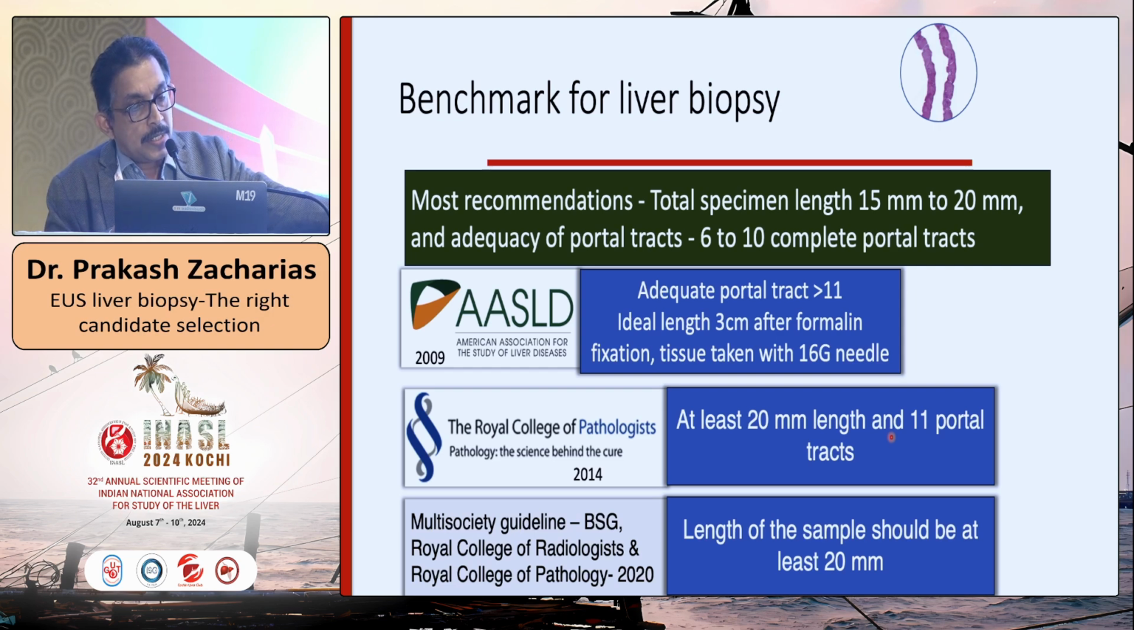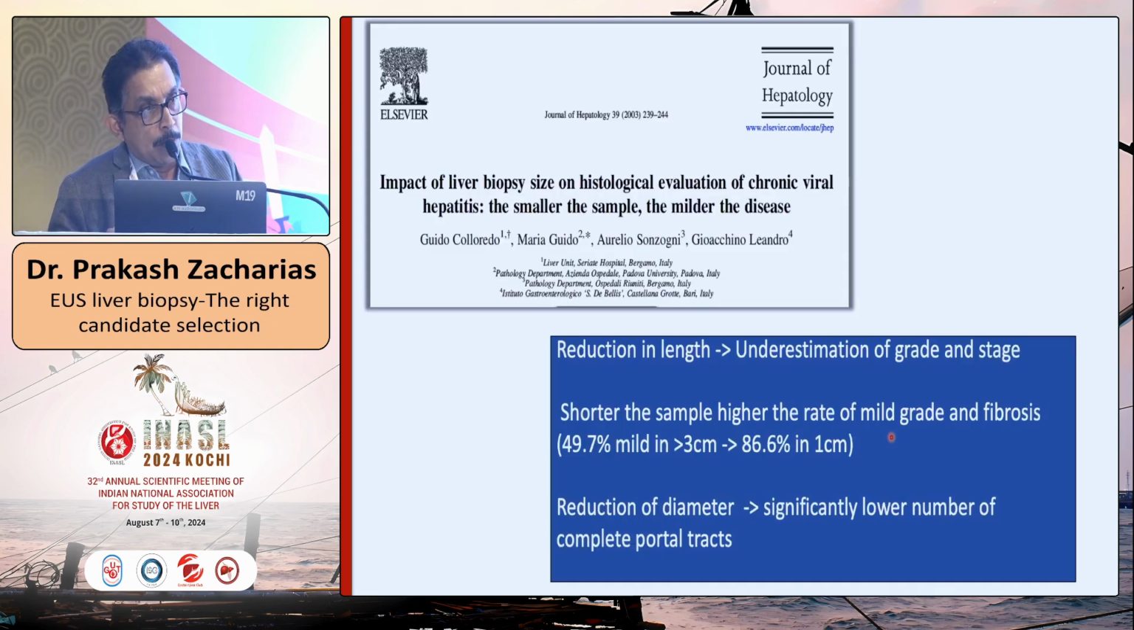The latest guidelines in 2020, a multi-society guideline, mentioned that the length of the sample should be at least 20 millimeter and the portal tracts at least 10. So why is it so? Why are we talking about the length of the tissue? It has been shown by an elegant study done in 2003 that if you have a reduction in length and also a reduction in the size or the diameter, then you underestimate the grade and stage of the tissue. So the shorter the sample, the higher the rate of mild grade and fibrosis. So you will tend to say that it is a mild type of disease or inflammation. So you need to have an adequate tissue.